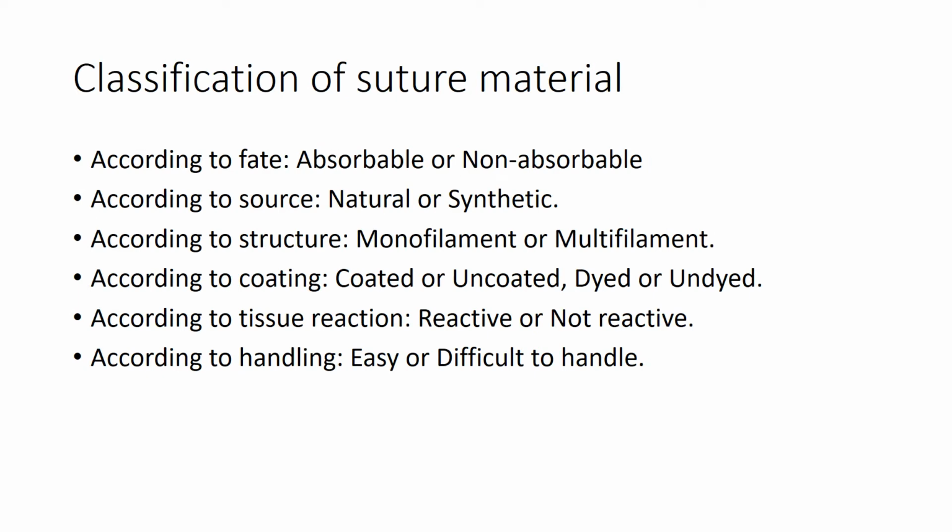Okay, now let's look at the classification of suture material. Suture material can be classified according to a number of factors. One, according to the fate, meaning absorbable or non-absorbable. Second, according to the source, whether the suture material is natural or synthetic. Suture material also can be classified according to the structure, meaning monofilament or multifilament. It can also be classified according to the coating, meaning the sutures are coated or uncoated, dyed or undyed. Suture material also can be classified according to the tissue reaction, meaning reactive or non-reactive, and according to handling, meaning whether it's easy or difficult to handle.